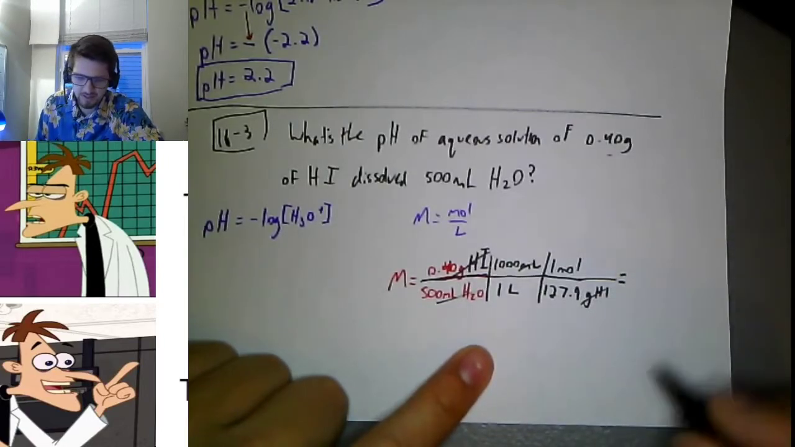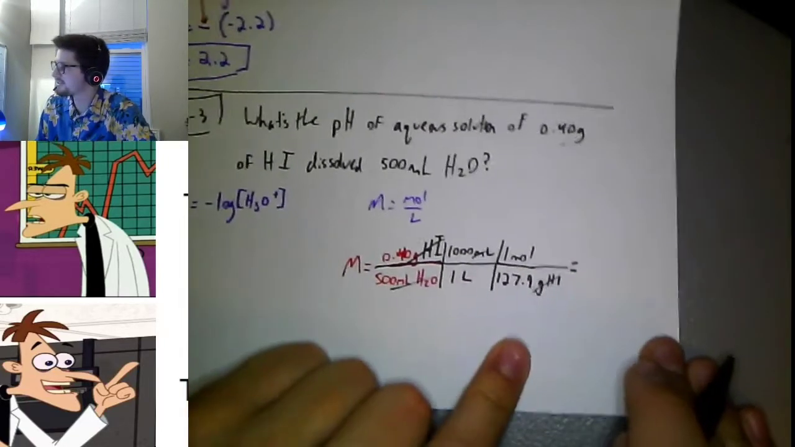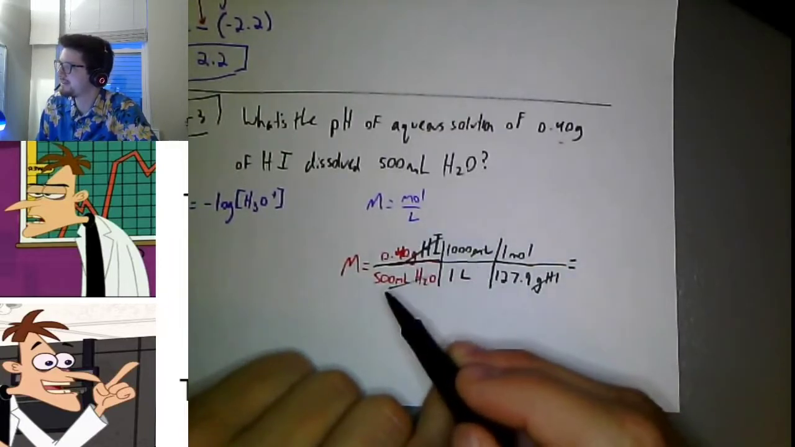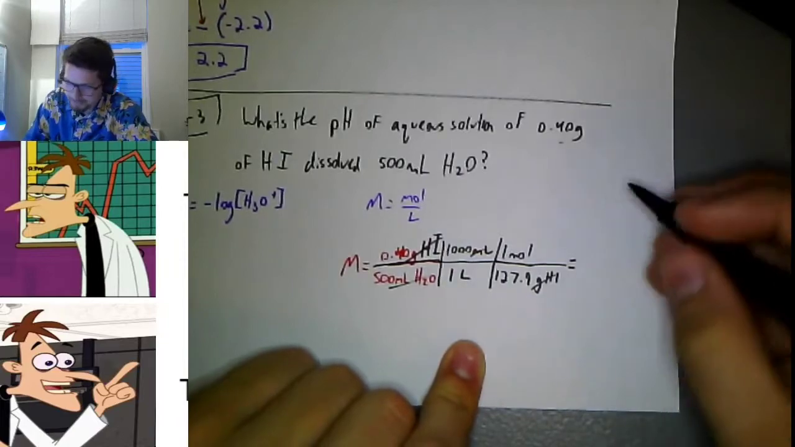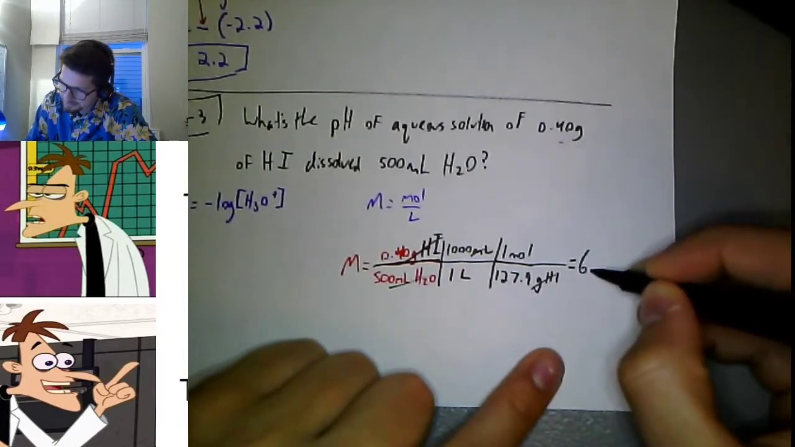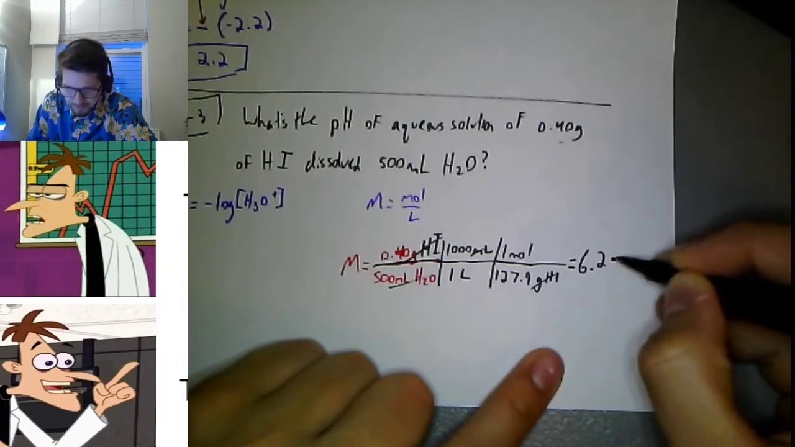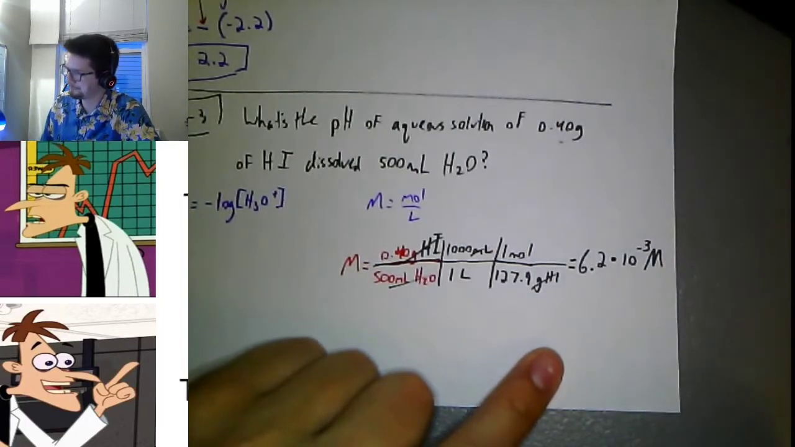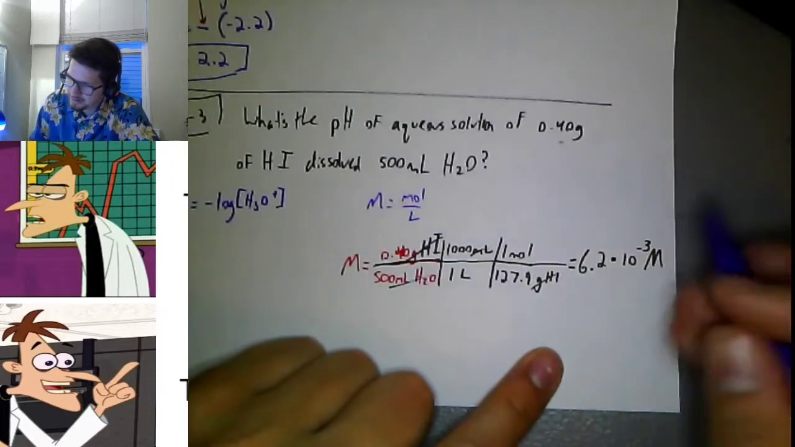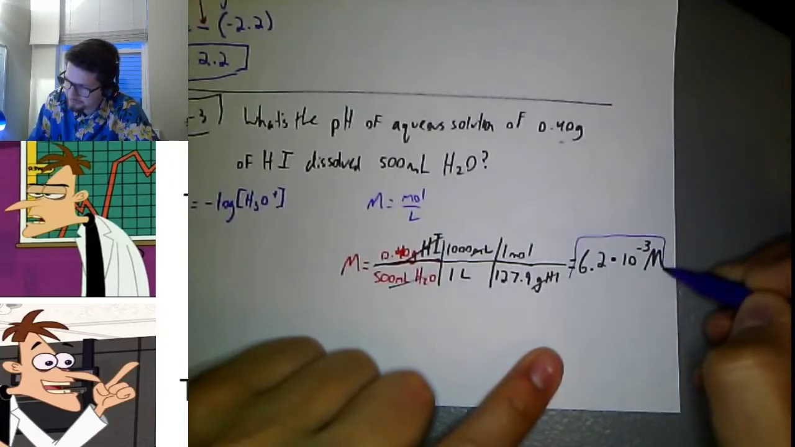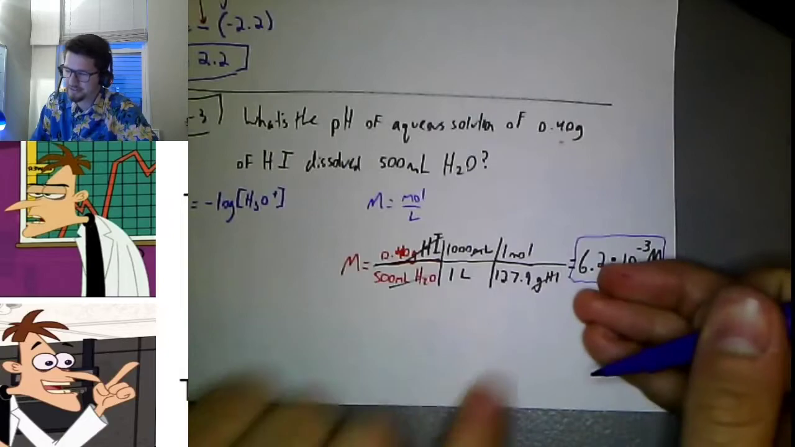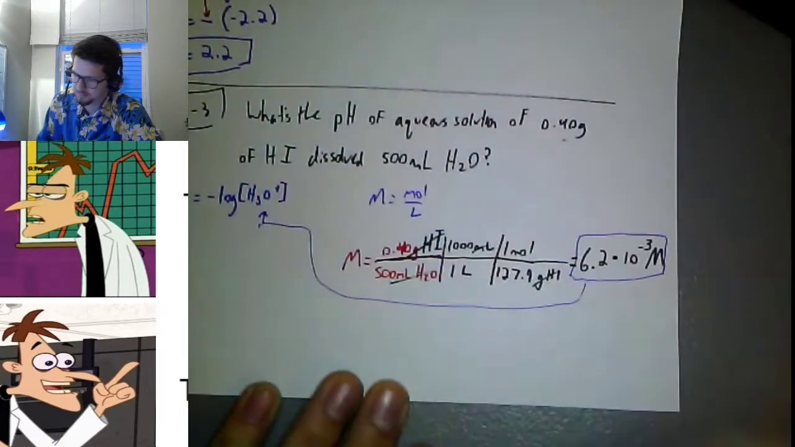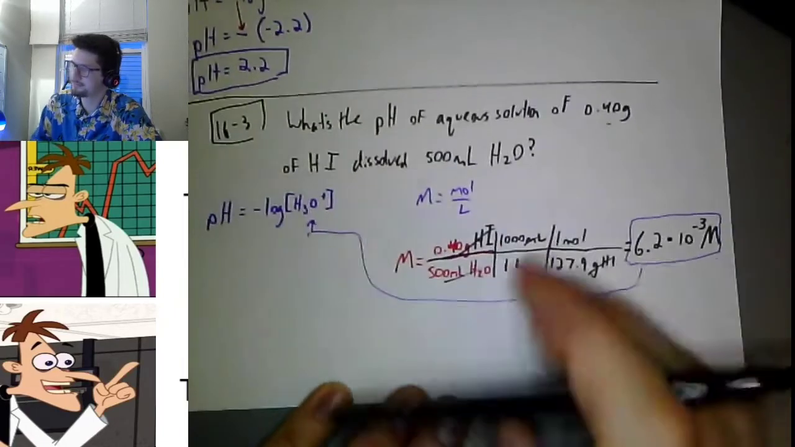Perfect. And I can tell you right now that when you plug this into your calculator, 0.4 times 1,000 divided by 500 and divided by 127.9, you end up with this number: 6.2 times 10 to the negative 3 molar. And hey, molar, that's convenient. That's exactly the unit I need to plug in here. So I will.